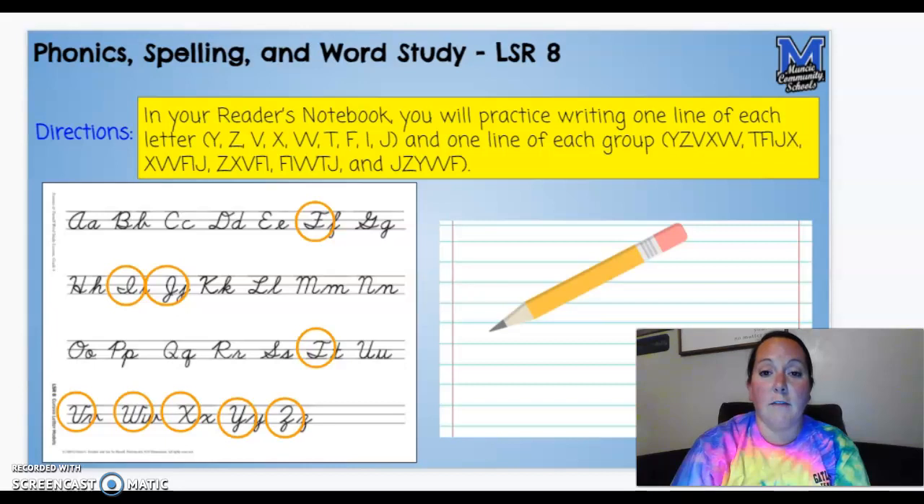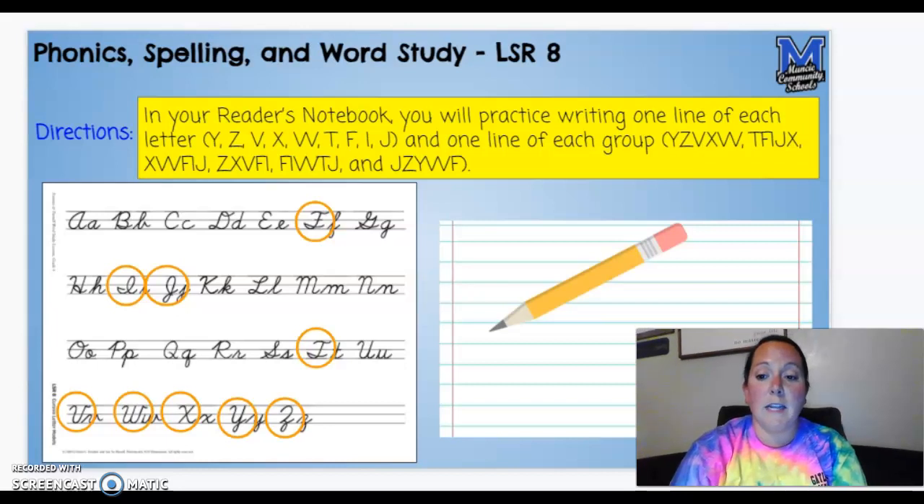So one line of uppercase cursive Y, one line of Z, one line of V, one line of X, one line of W, one line of T, one line of F, one line of I, and one line of J. Then you're going to create one line of each group of uppercase cursive Y, Z, V, X, W.